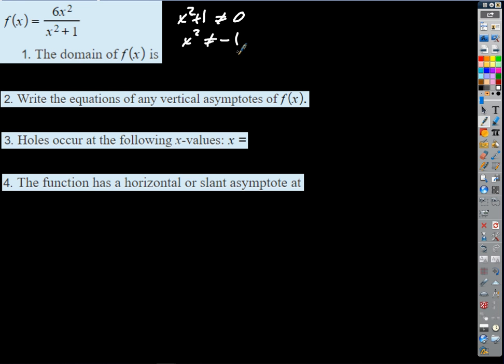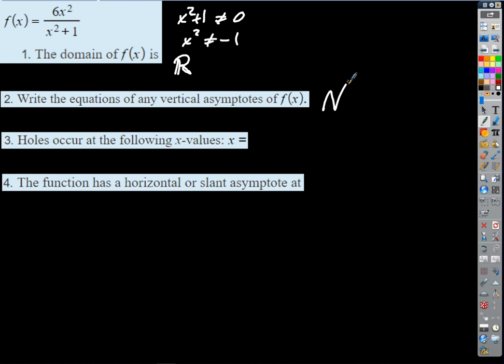So the domain of the function would be all reals. So you gotta go up to that menu and pull down that weird script R that stands for the set of real numbers. It's just in one of the drop-down menus. Write the equations for any vertical asymptotes. There aren't any, right? So we put n, I think n is what it tells you to put if there's nothing.